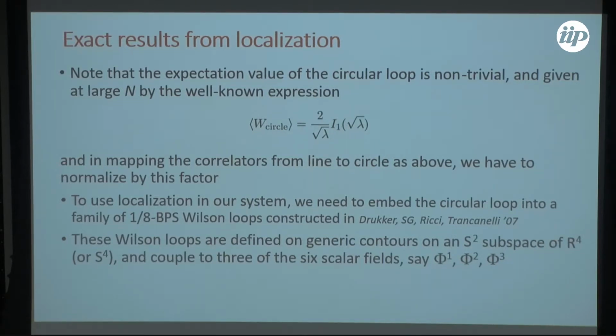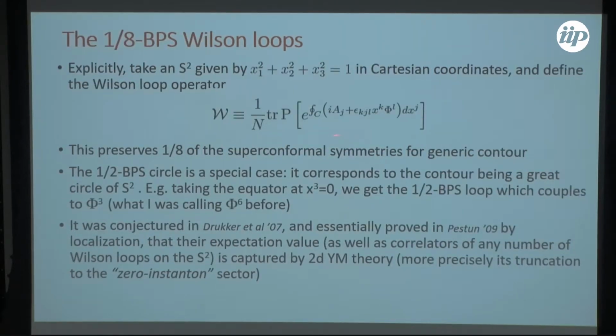Okay, I'm not going to review the whole construction, but what you can do is consider Wilson loop operators, which are defined on any curve on some two-sphere inside your R4, and they are coupled to 3 of the scalars in a way which is prescribed by whatever contour you're choosing. So explicitly, very explicitly, these are the operators. It just means that you have to choose a very special type of scalar coupling which is correlated with the choice of curve.